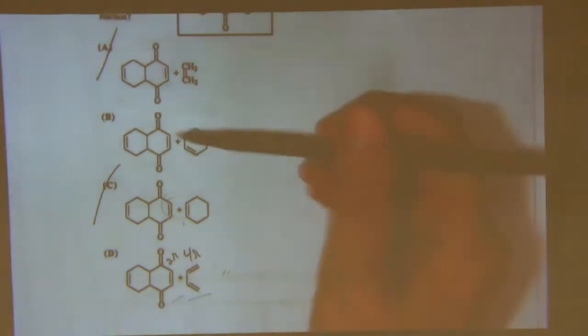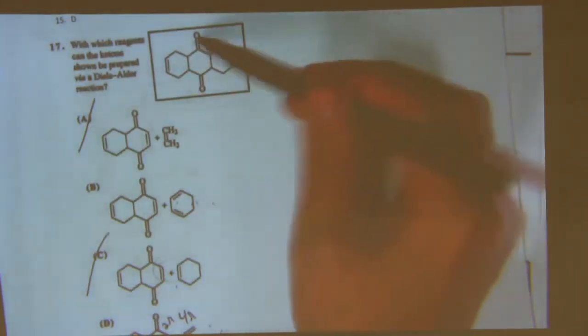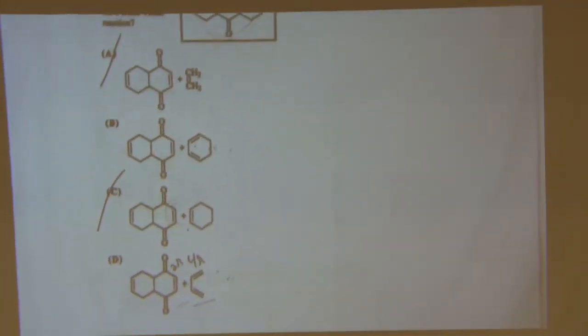So something you could do would be, if you honestly had no idea, you could count carbons. And you could get your answer that way, and you would find that this one has extra carbons. If you add these two together, you'll get more carbons than you have here. So something that simple can get you the answer on a question, so keep that in mind.